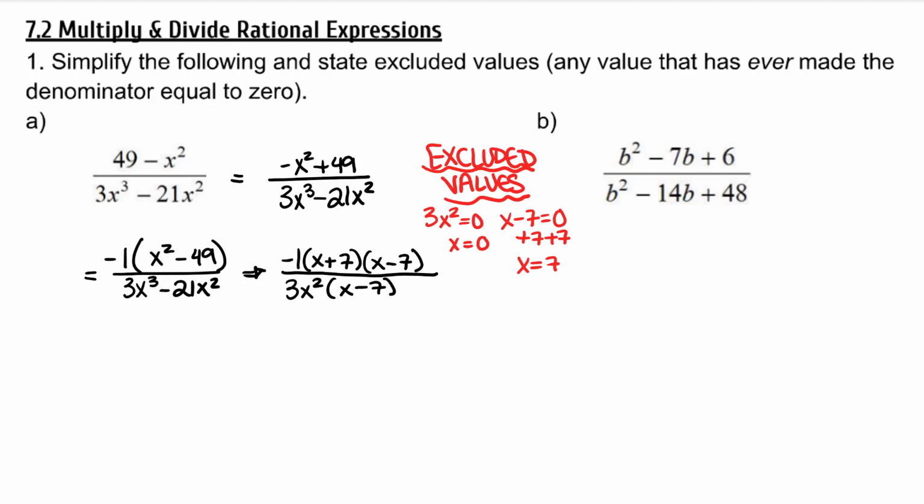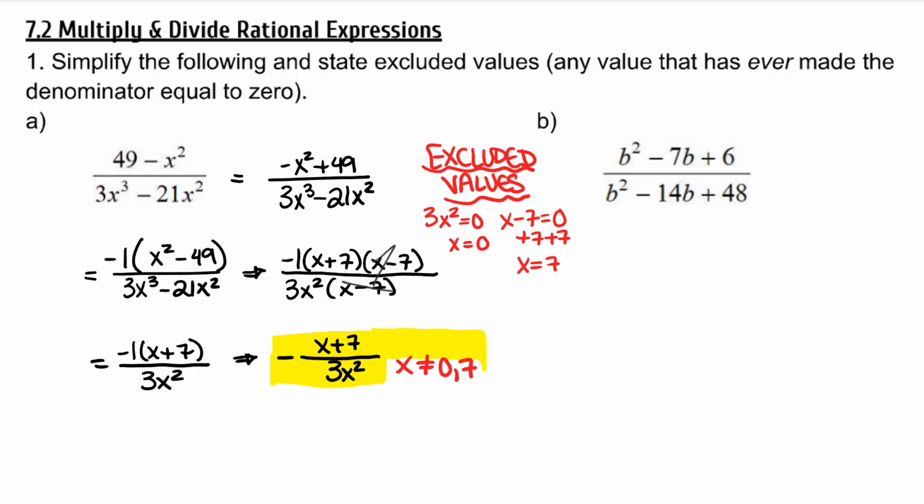Once your rational expression is fully factored, you can reduce common factors. X minus 7 divided by x minus 7 is 1. This negative 1 in the front makes the entire fraction negative. Once you write it this way, you no longer need the parentheses. Or you could have distributed the negative 1 back in. So this rational expression simplifies to be negative x plus 7 over 3x squared, where x cannot equal 0 or 7. For part B, begin by factoring.